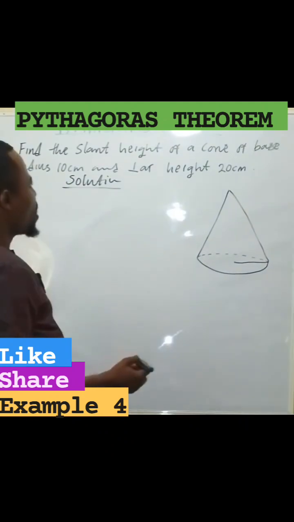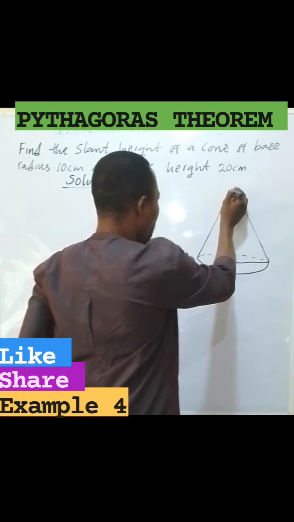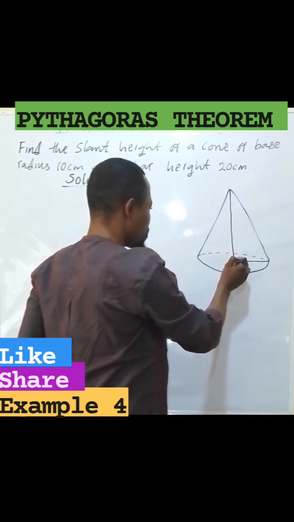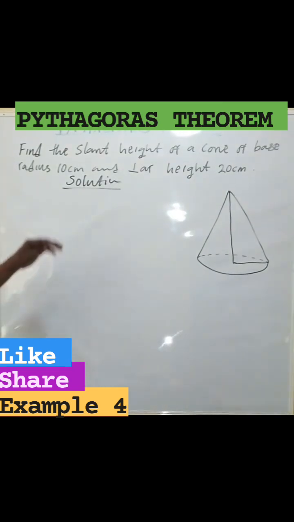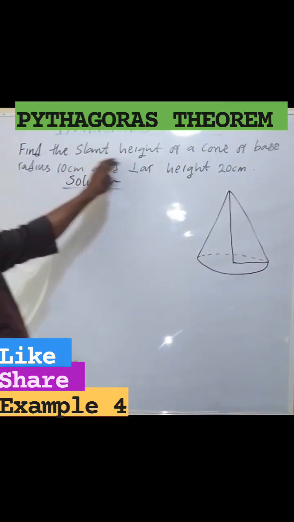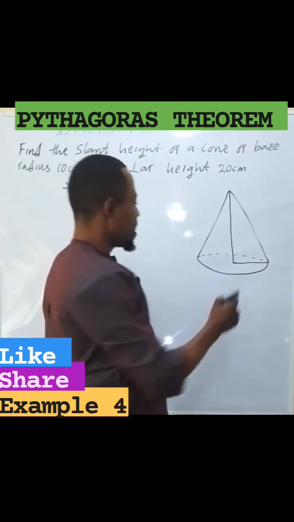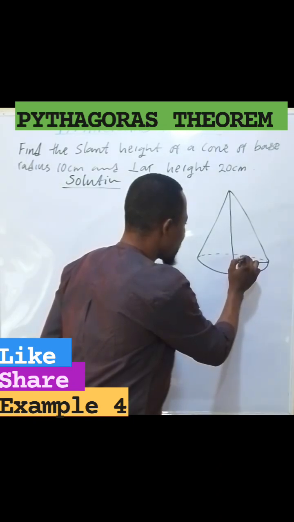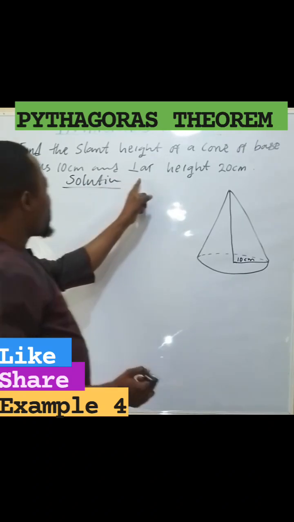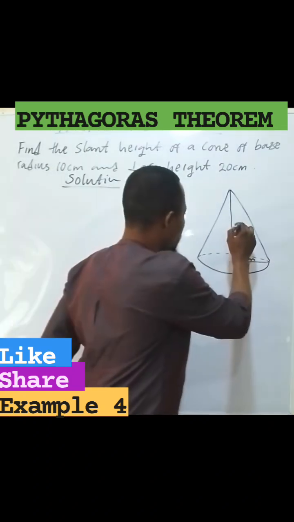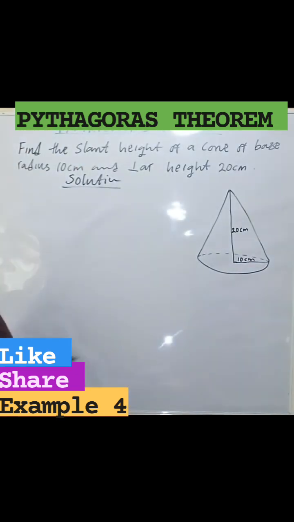It's just, the question is also talking about height. So we draw our height too. Okay? So when you now look at it, we now label it. Find the slant height of a cone of base radius 10 cm. So our base radius now is 10 cm. And also our perpendicular height is what? 20 cm. Are we together?